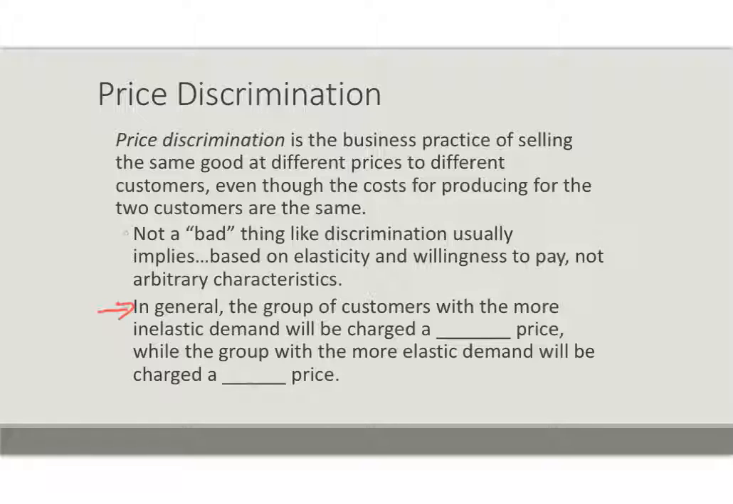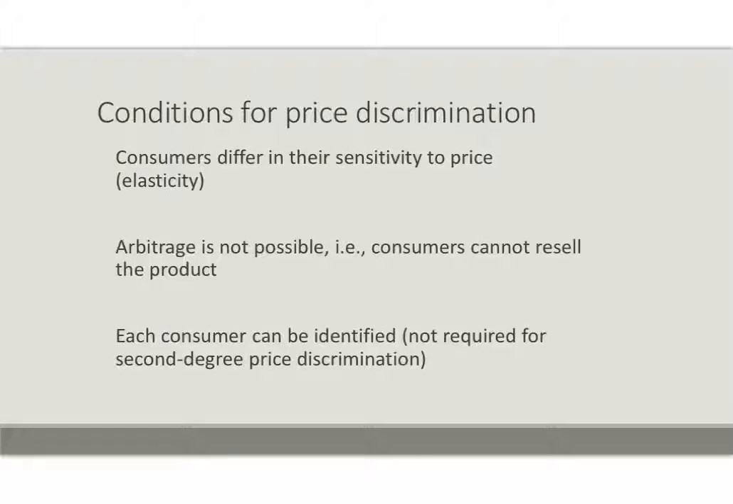If we have a group of customers with a more inelastic demand, they're going to receive a higher price. The group with a more elastic demand is going to receive the lower price. So when the firm is charging different prices to different groups, whichever group is most inelastic is going to get the higher price, and whatever group is more elastic is going to get the lower price.